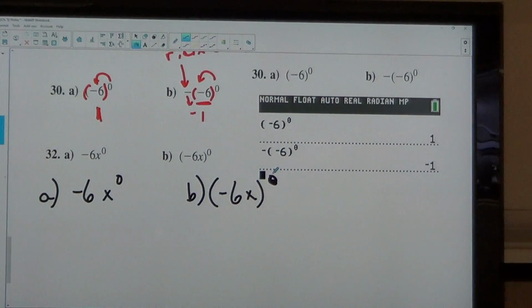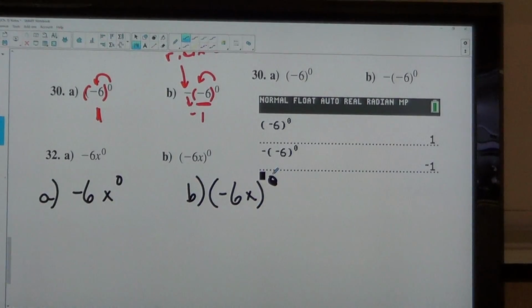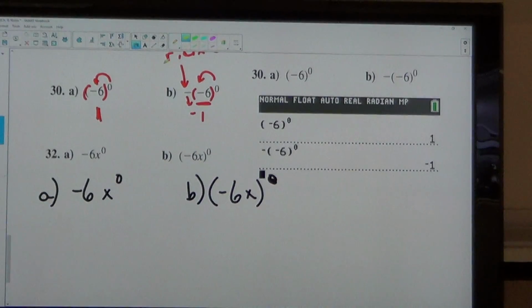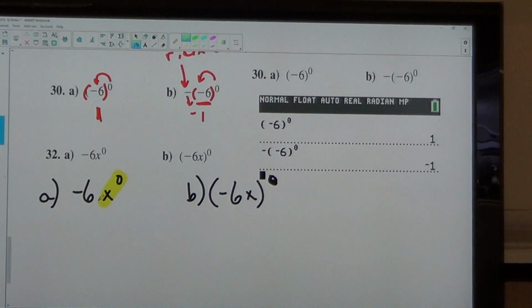What do you think part A is going to be? I hear undefined, I hear -1, I hear 1. You have to look at what your 0 is physically touching. Because it's like Cinderella. Your exponent is only physically touching that. So that is the only thing that is going to turn into a 1.